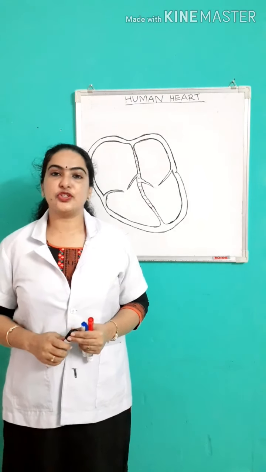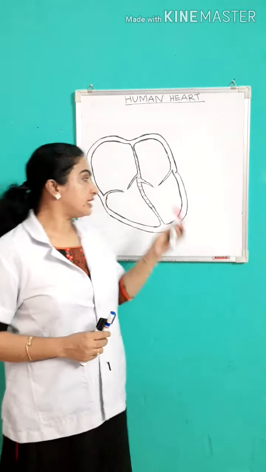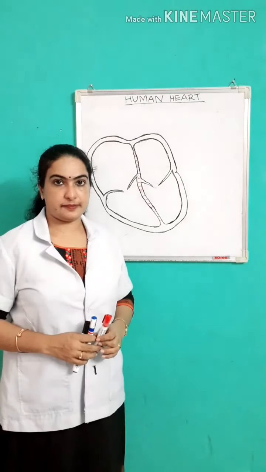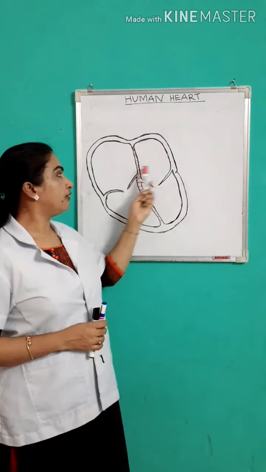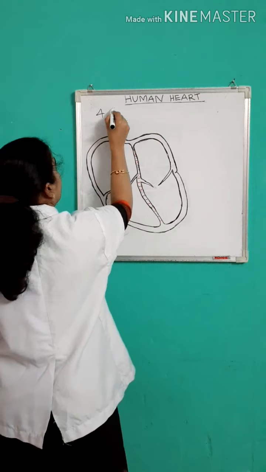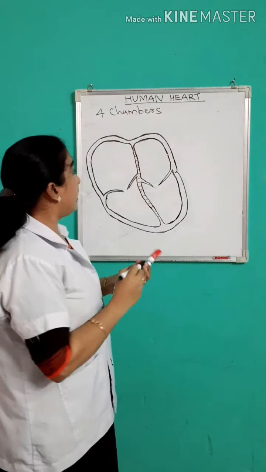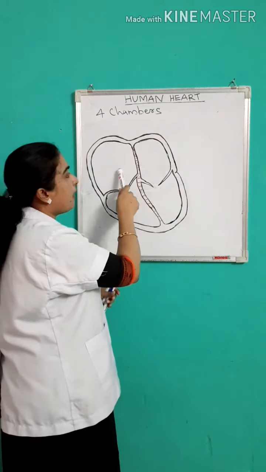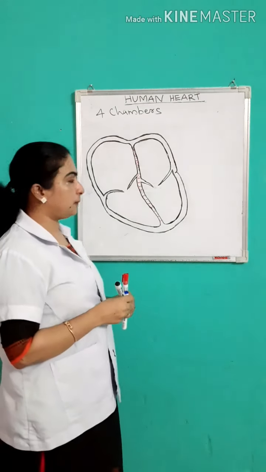Now we can see the human heart structure in detail. As I told you, the human heart is triangular in shape and it bends towards the left. The heart consists of 4 chambers. How many chambers? 4 chambers. Upper 2 chambers, lower 2 chambers. The upper 2 chambers are wide and the lower 2 chambers are narrow.